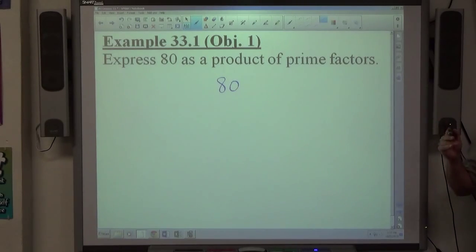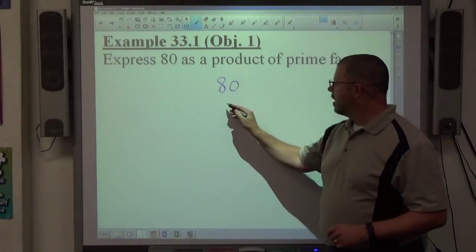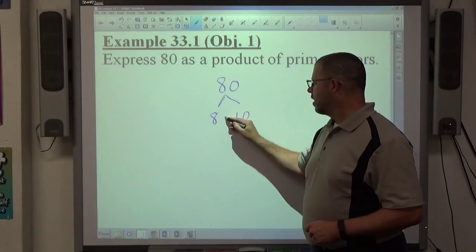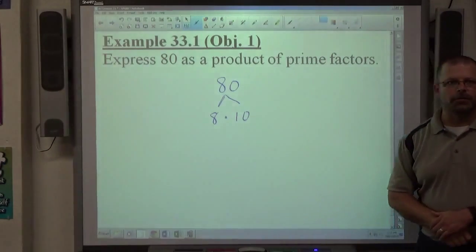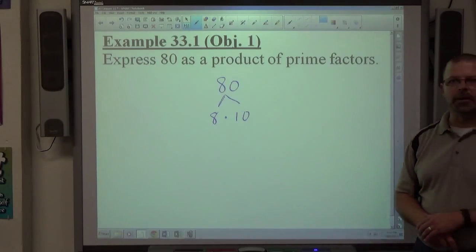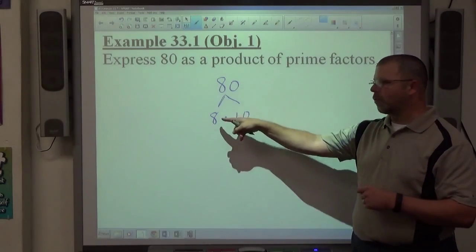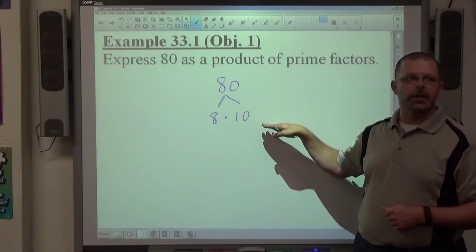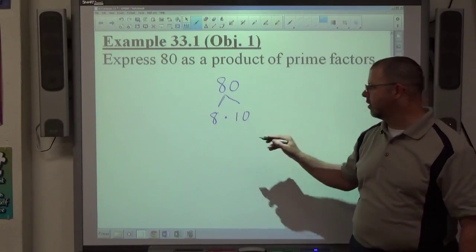I can see it ends in 0, so I know it divides by 10. If I divide it by 10, I'm going to get 8 times 10. I could also divide it by 4, 4 times 20, 2 times 40, 5 times 16. I think that's about all I can think of. But there's all kinds of ways to make it. There's no correct way to do it. But I do want two numbers that multiply to make it. As long as these numbers multiply to make it, you're in good shape.